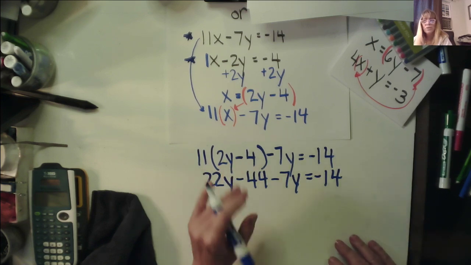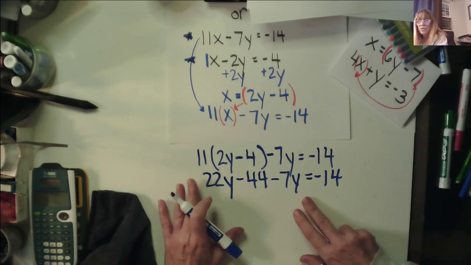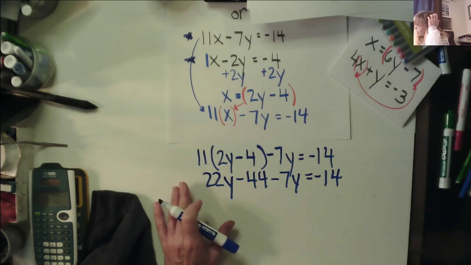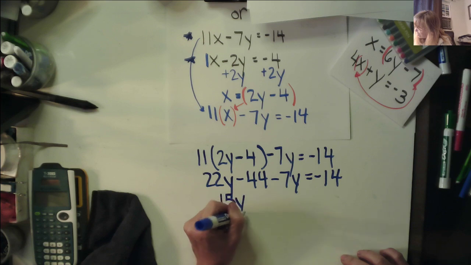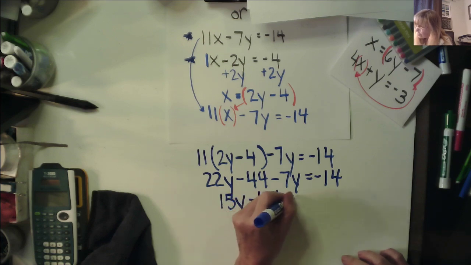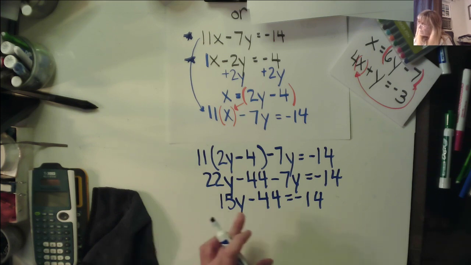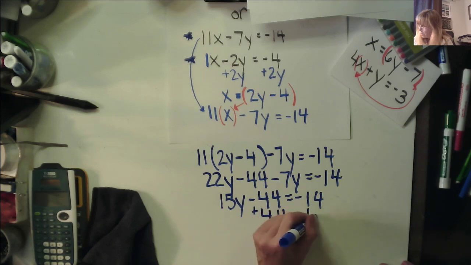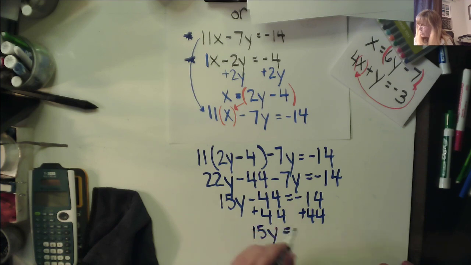I'm only doing one thing, I'm only distributing. I'm not thinking ahead, I'm not skipping a step. My next step, I have two like terms. I have y's. So I want to collect them together. And now, what do I want to get rid of? This here. It's an addition. Now I get 15y equals, and now maybe I'm a little confused here.